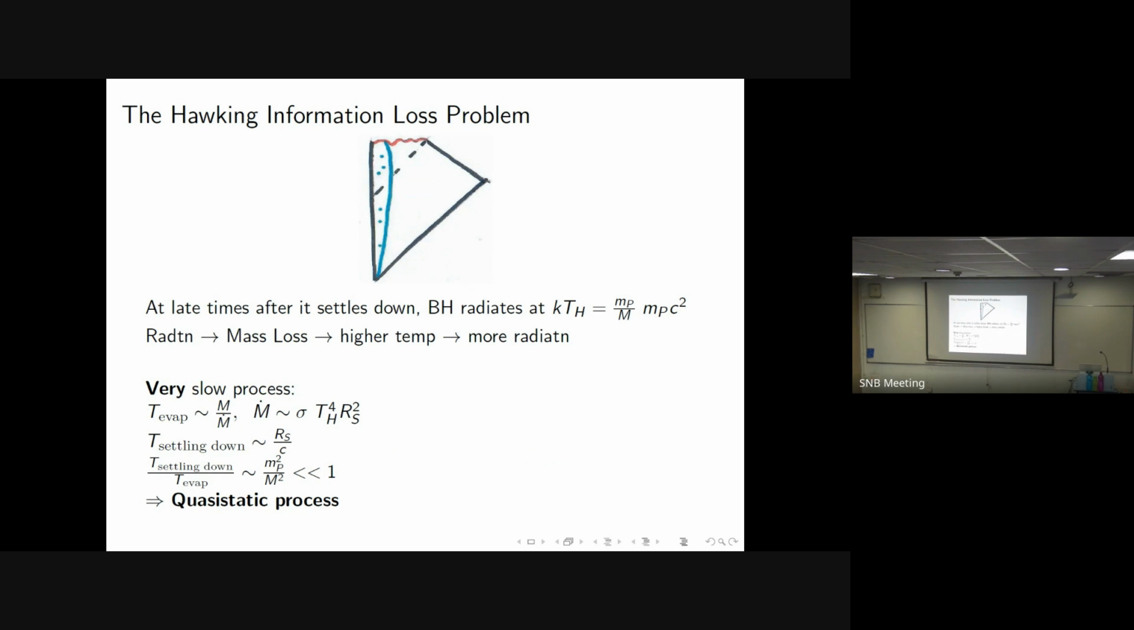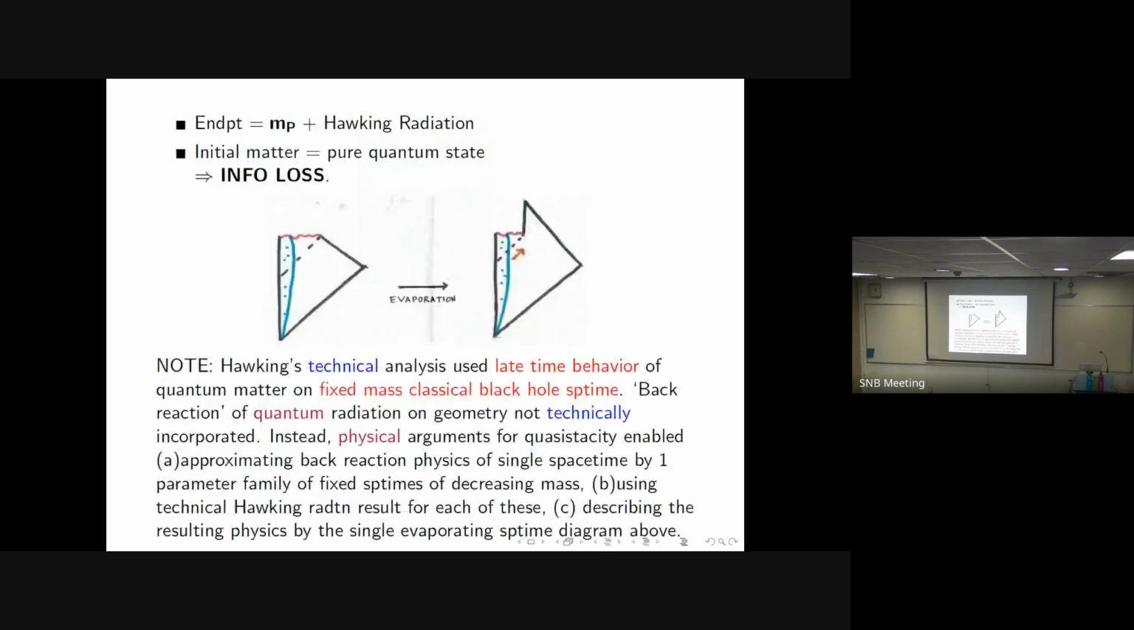So these calculations will work very well as long as this quasi-static approximation holds, as long as this ratio is much less than 1. So basically, until the black hole is some order of magnitude of the Planck mass, right? It will go on. This picture is something which we believe we can trust. So till the black hole is down to its Planck mass, it has been radiating thermally, all right, at an ever increasing temperature. And then in the last stages, we don't know. Quantum gravity kicks in, we don't know what happens.